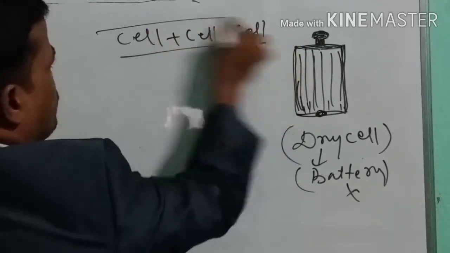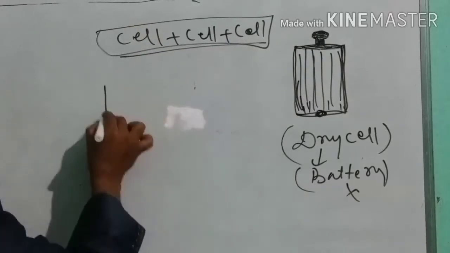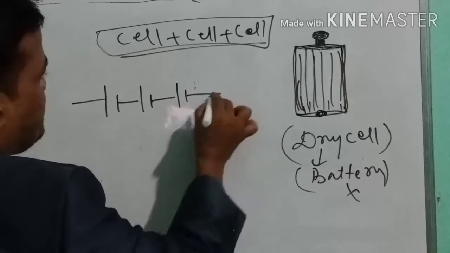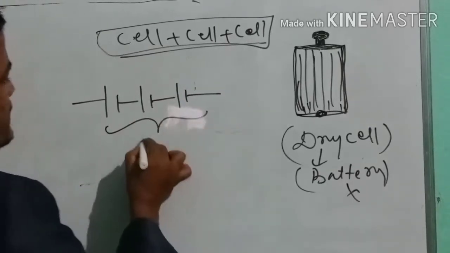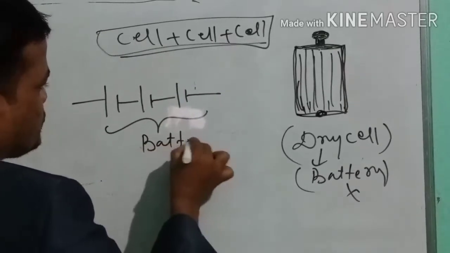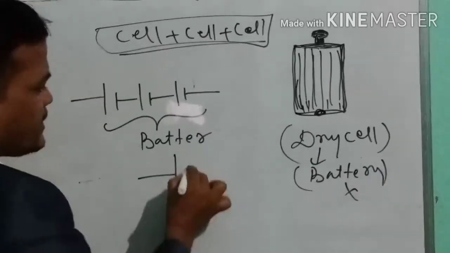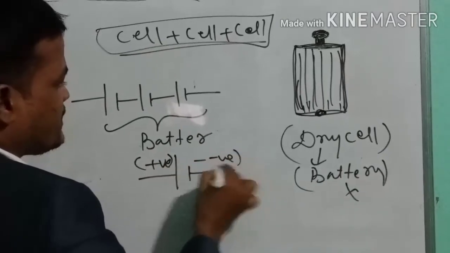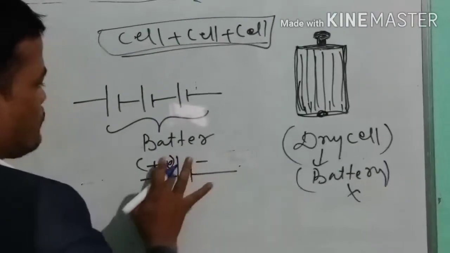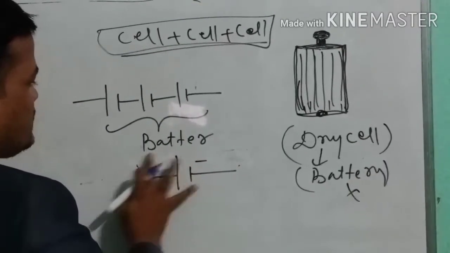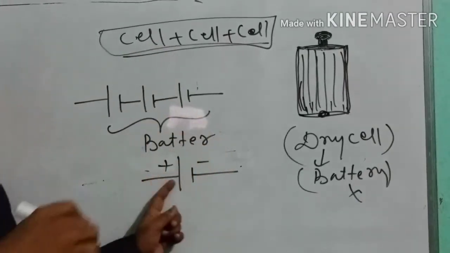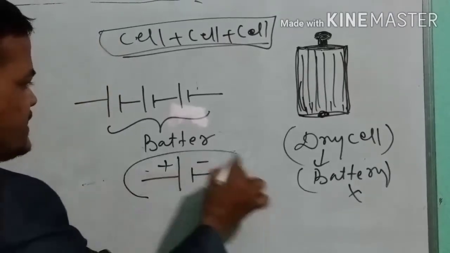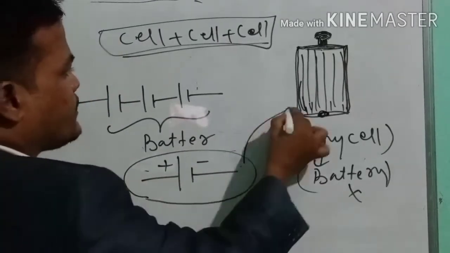When cells are combined, this arrangement is called a battery, because we represent an electric cell like this. This is your negative, this is your positive. This is your negative terminal, this is positive. So this is your positive point, this is your negative point. The bigger point is called positive, the smaller point is called negative. So it is called a single cell, or you can say dry cell.